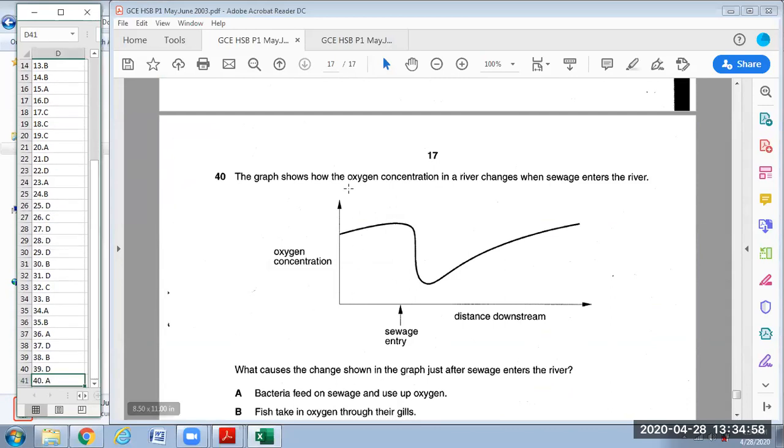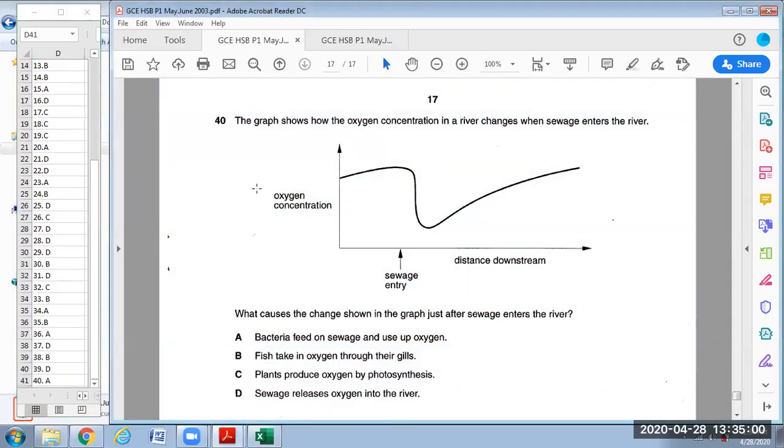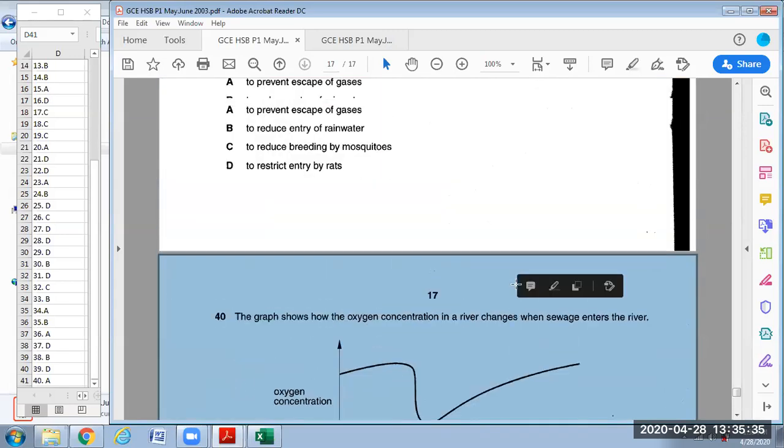All right, 40. The graph shows how the oxygen concentration in a river changes when sewage enters the river. What causes the change shown in the graph just after sewage enters the river? The answer is A. Anytime you see the oxygen level is low, that means the bacteria is taking in oxygen, the bacteria is breathing, or respire, I should say. So when it's feeding on the sewage, it's using up the oxygen. So it will drop.